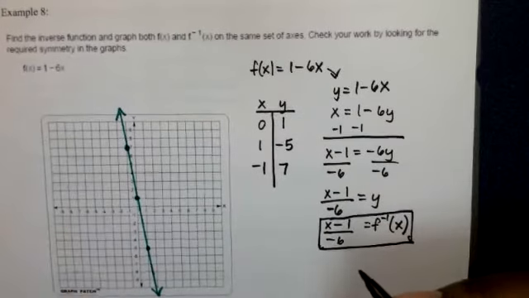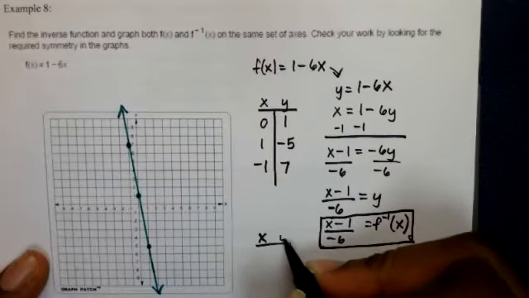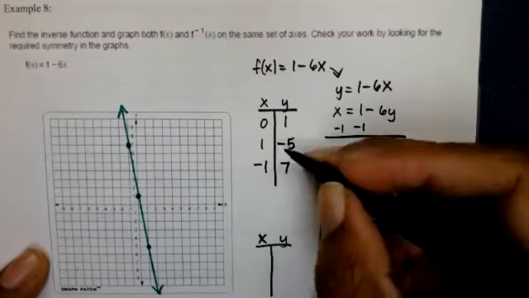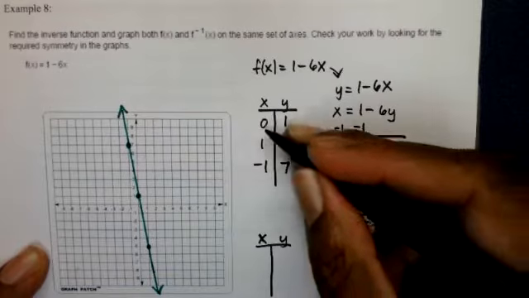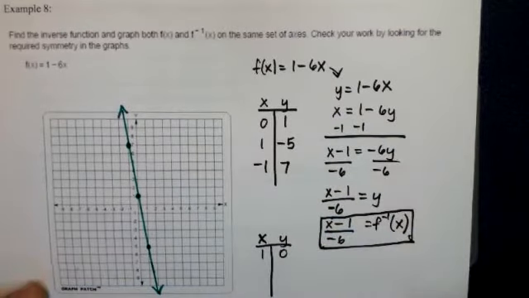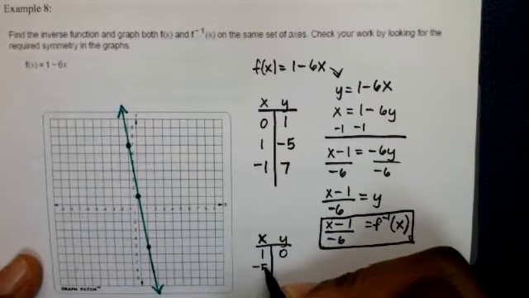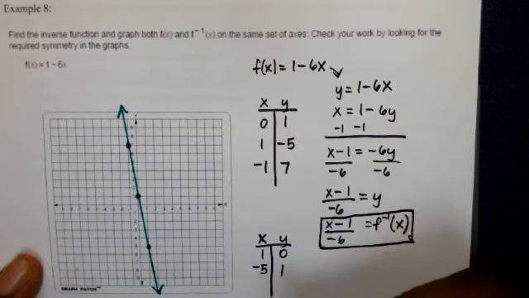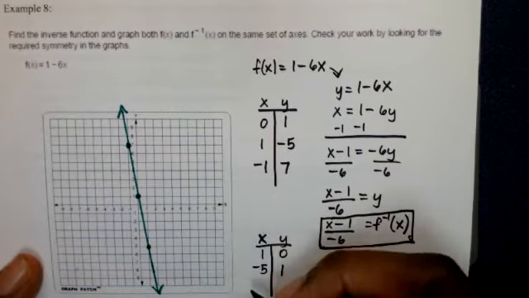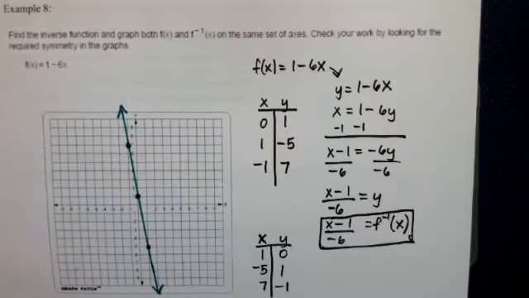Okay, now for the ordered pairs for the f inverse, we just interchange the x and the y that we got here. For (0, 1), we just interchange those coordinates, so it'll be (1, 0). And then for (1, negative 5), interchange those, you'll get (negative 5, 1). And then for (negative 1, 7), interchange those, you get (7, negative 1).